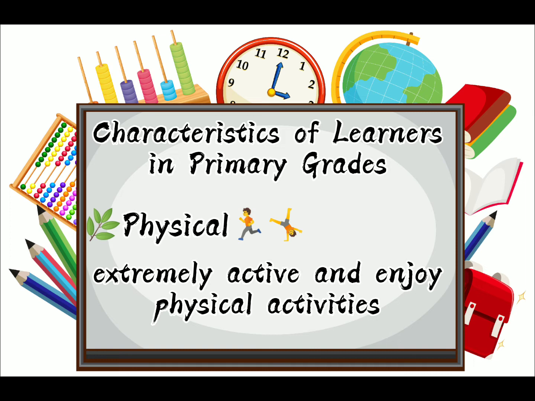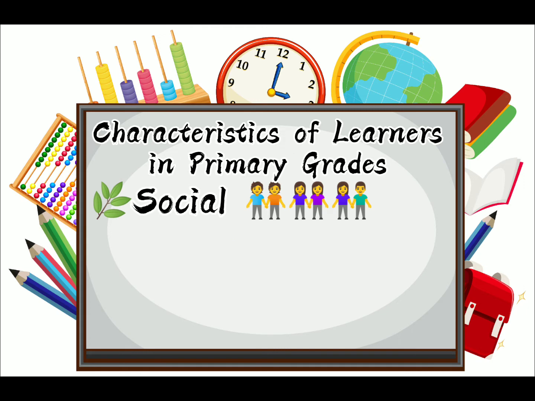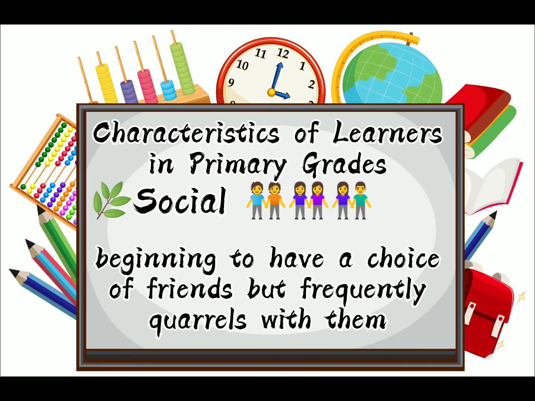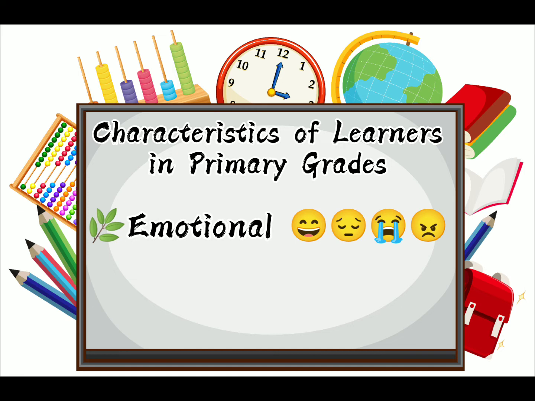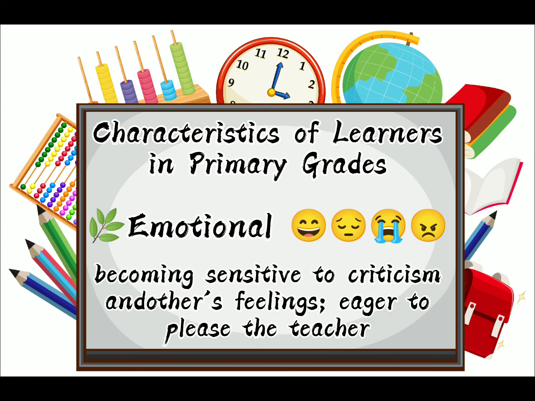Second characteristic is the social. They begin to have a choice of friends but frequently quarrel. They choose someone that they want to be friends with. Primary learners also frequently quarrel but they soon become okay again. This kind of learner does not yet know how to hold a grudge, unlike the elders. Primary grades are very emotional. They are sensitive to criticism and other feelings. They are also eager to please the teacher.